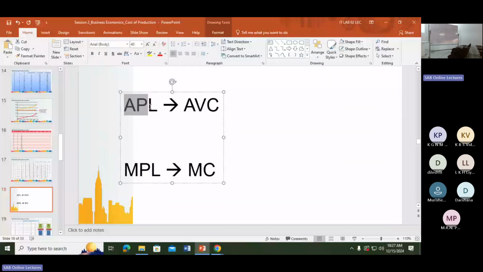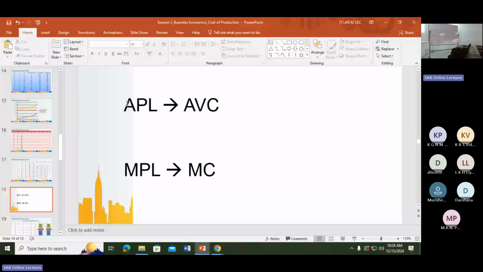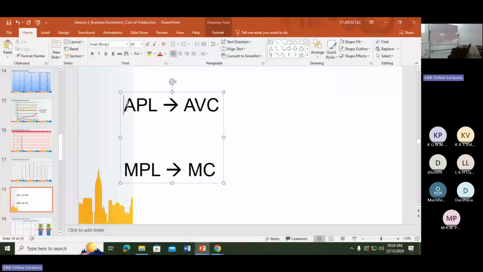This is the production curve, which is average product of labor. It is related with this cost curve, that is average variable cost. And this is the production concept, marginal product of labor. Marginal product of labor is related with this cost curve, which is marginal cost. So these are the two relationships we observe between production curves and cost curves.